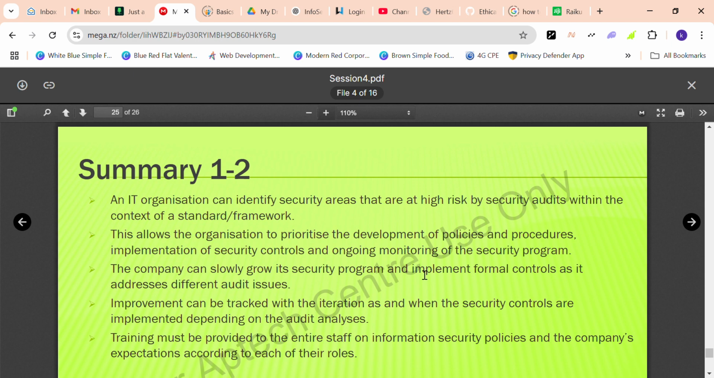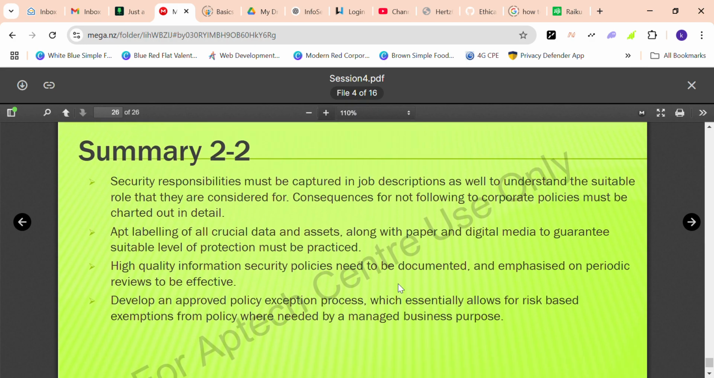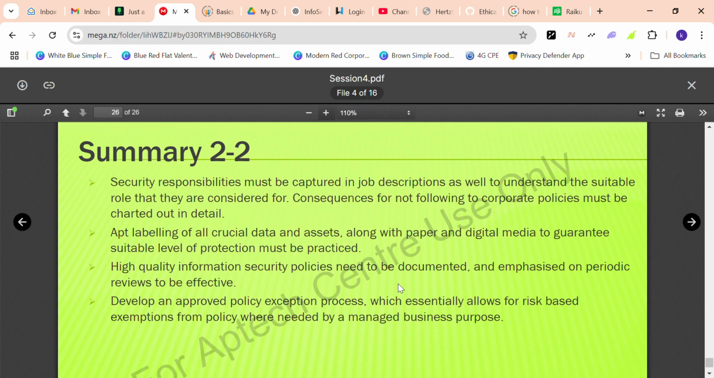Training must be provided to the entire staff on information security policy and the company's expectations according to each of their roles. We also talked about security responsibility, which must be captured in job descriptions as well to understand the suitable role that they are considered for. Consequences for not following corporate policy must be spelled out and explained in detail. We also have appropriate labeling of all crucial data and assets, along with paper and digital media, to guarantee a suitable level of protection. And a high quality information security policy needs to be documented and emphasize periodic review to be effective.